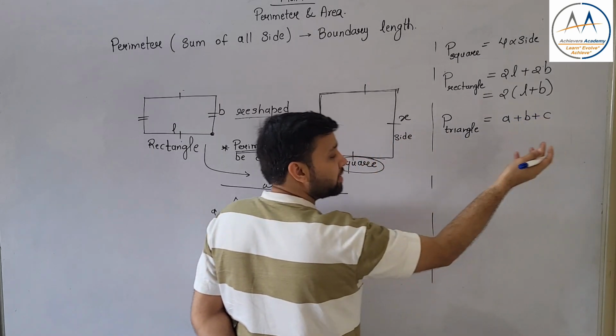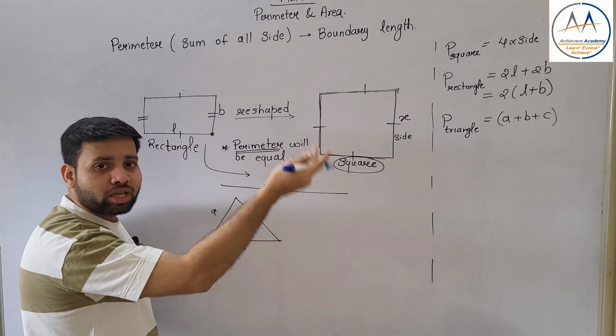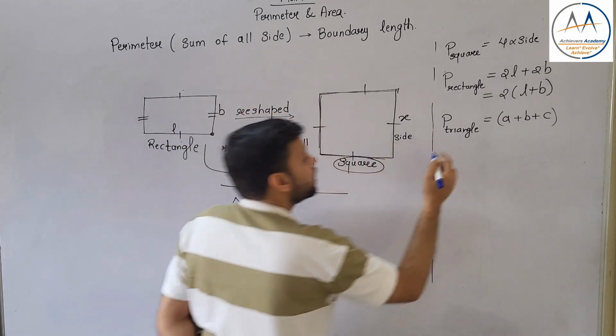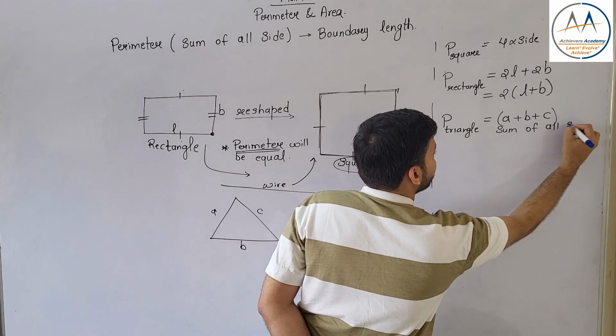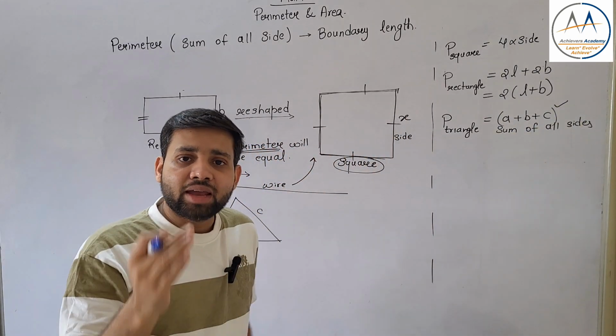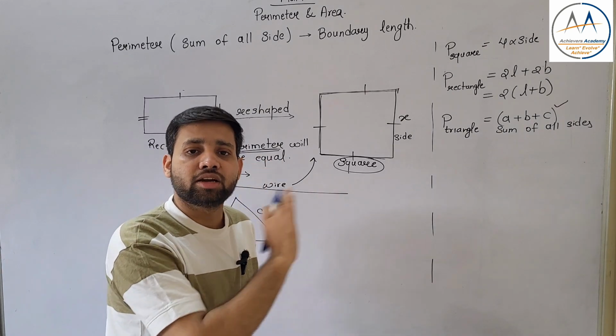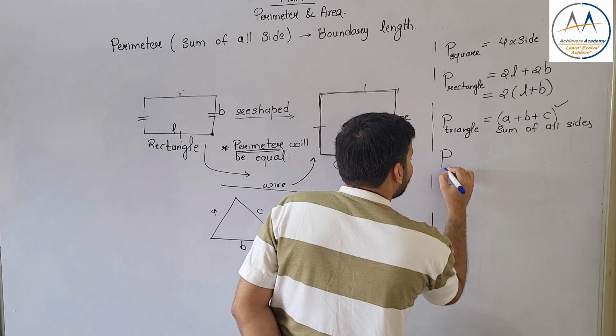Sum of all sides. Otherwise, you can write A plus B plus C, but avoid writing A plus B plus C, because in this we need to show them what is A, what is B and what is C. Better to write sum of all sides. Okay. Still, you will get marks on it, but again, I am repeating that you should write in a standard manner. Now, one more figure, perimeter of parallelogram.